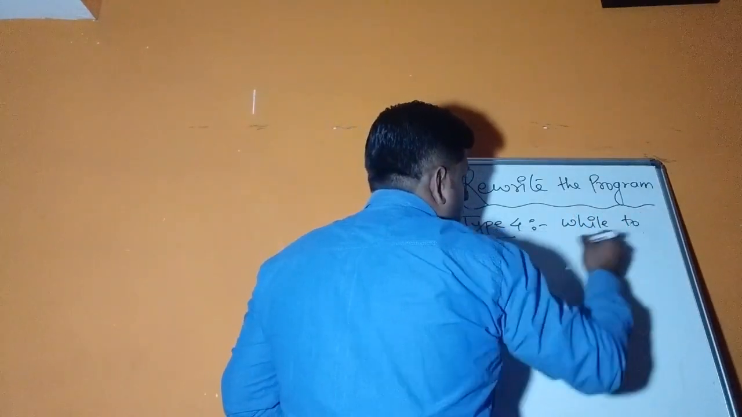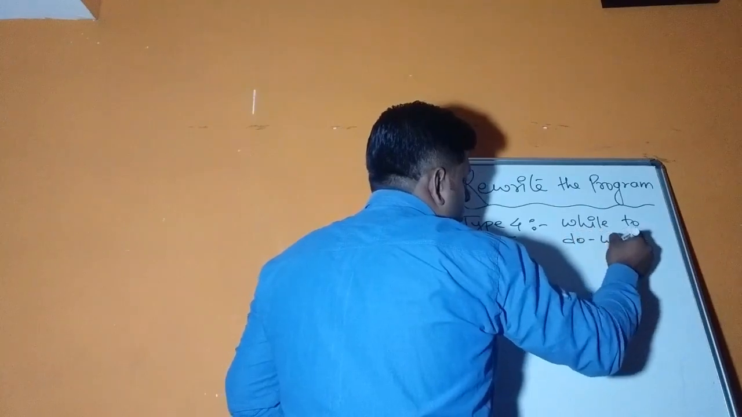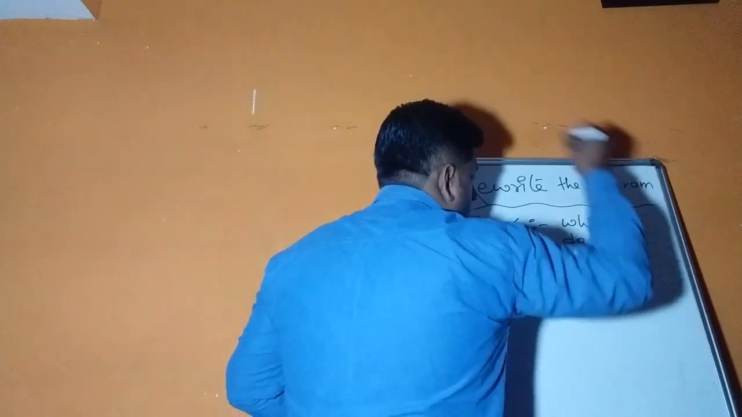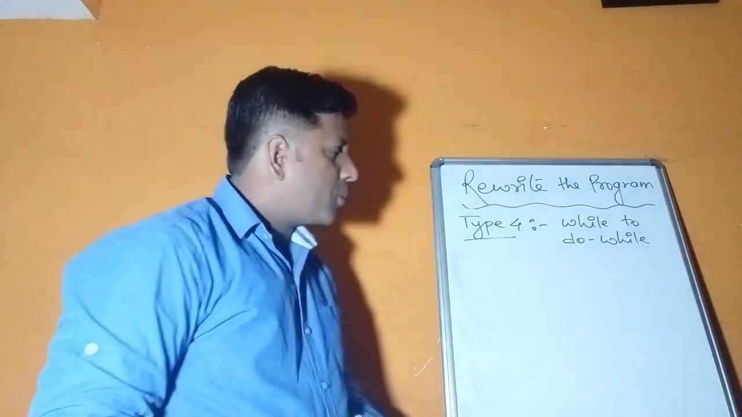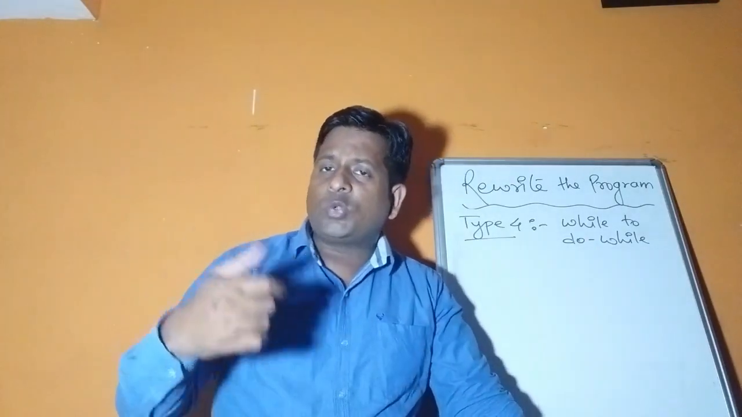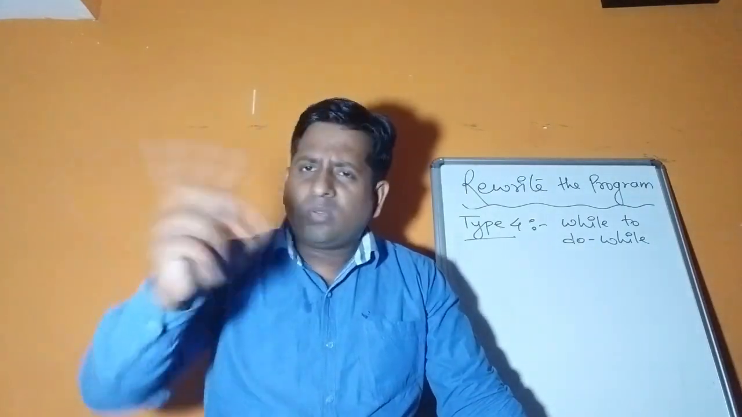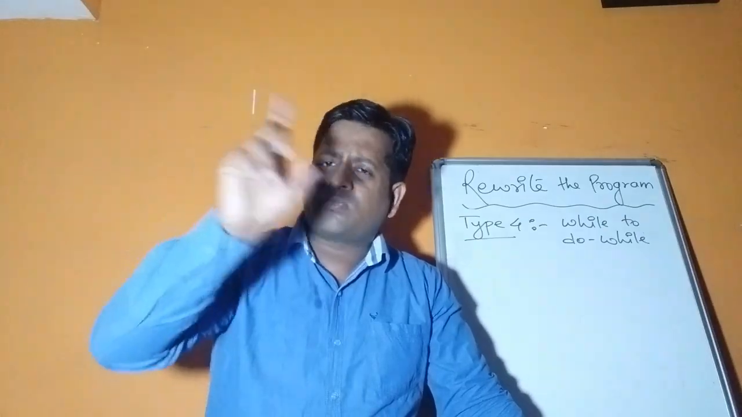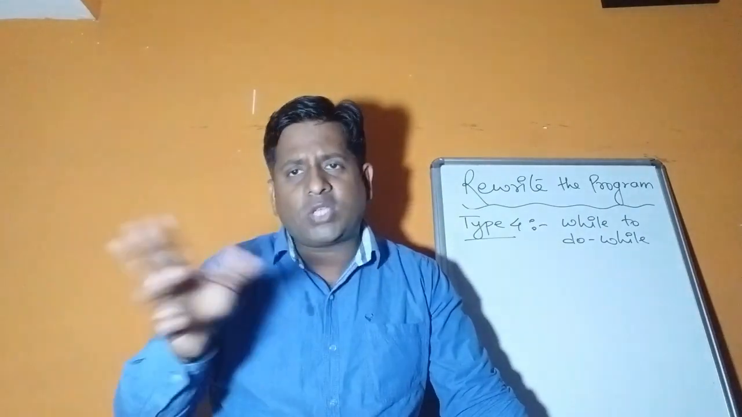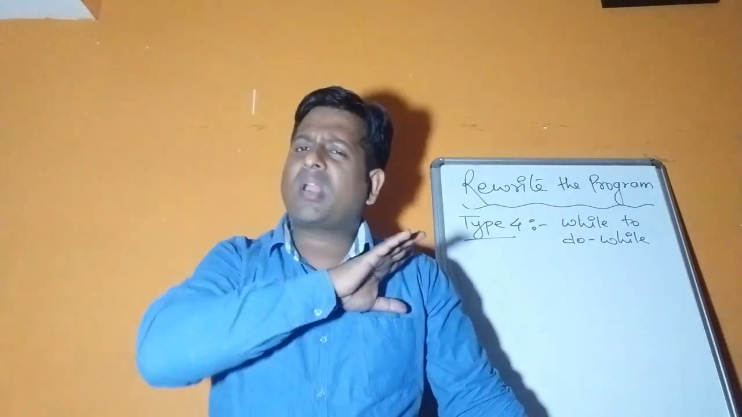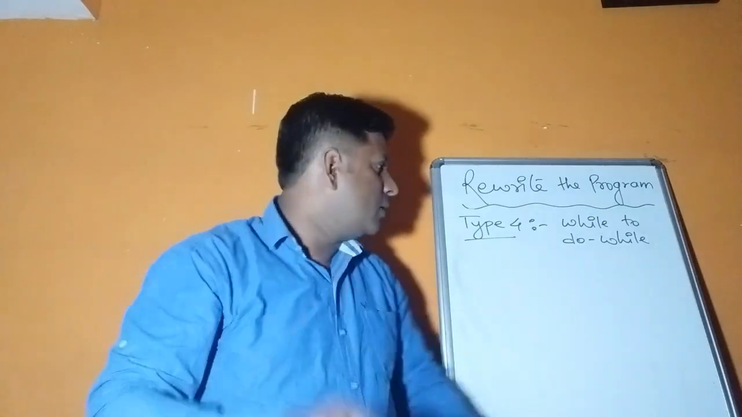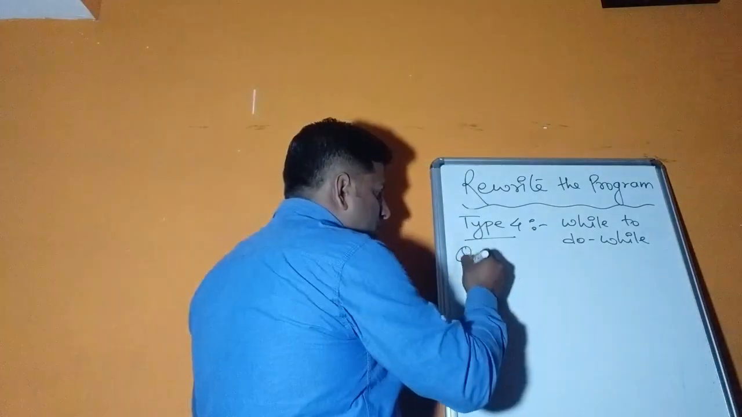While to do while. That means the program will be written in a while loop, and you need to convert it to a do while loop. It may be reverse also, that means from do while to while. The logic you need to remember. The question may come from any side. So see the question.